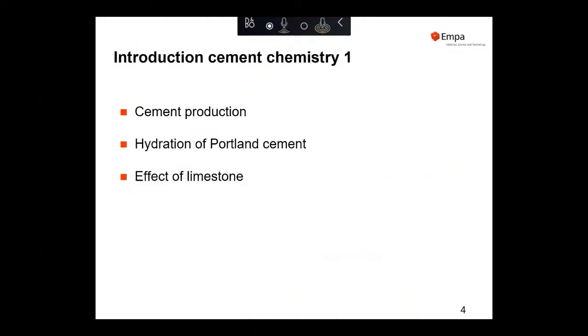So I want to start with the introduction to cement chemistry, because I want to be sure everybody is more or less on the same level on cement chemistry. And I promise tomorrow we will really start with CEMS.